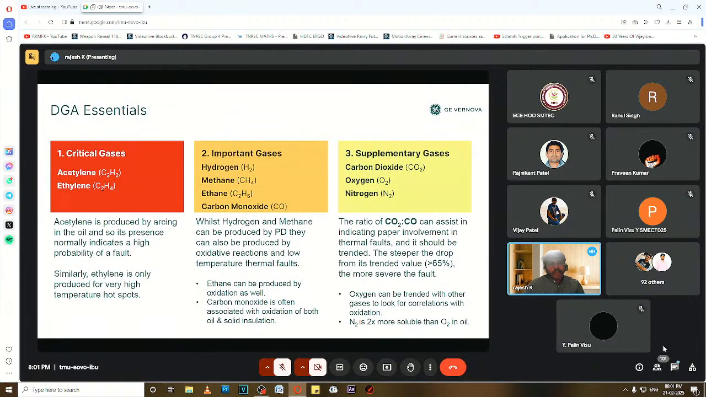Okay. So for critical gases, we have acetylene and ethylene, which are mainly for high temperatures and arcing inside. And of course, hydrogen is also important, where you have partial discharge inside the transformers. So we need to really monitor hydrogen, methane, ethane, carbon monoxide, plus acetylene and ethylene are very important. Plus carbon dioxide, oxygen, and nitrogen. If it is a very big transformer, like a big generator transformer of 500 MVA, then it is very common to have those advanced gases monitored as well.